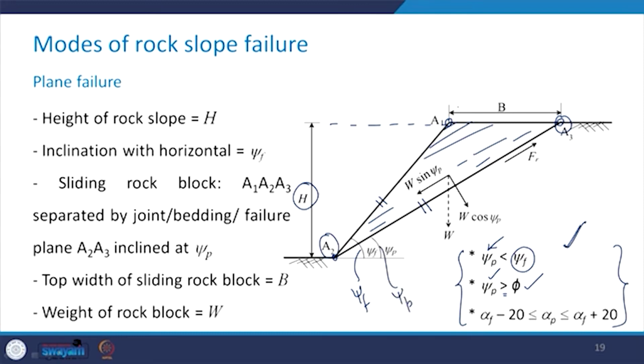The top width, that is this much width of the sliding block, is represented by b, and the weight of this sliding rock block is w.